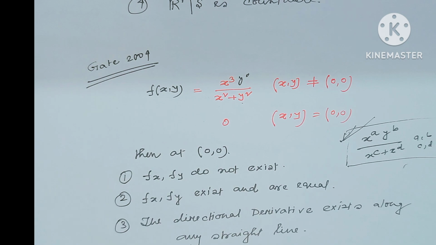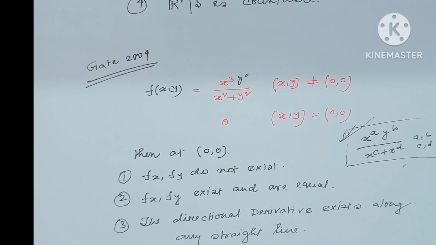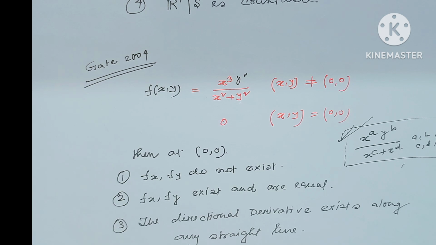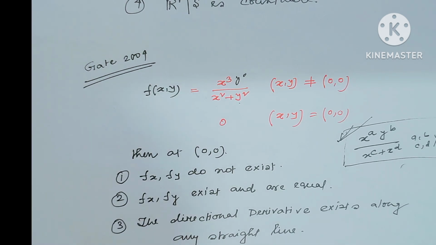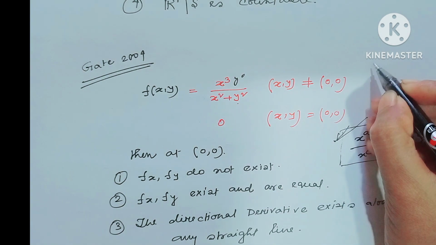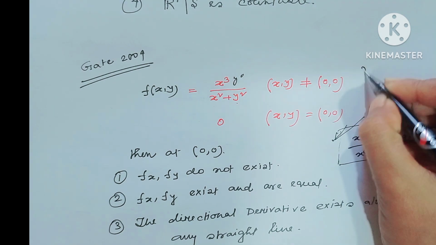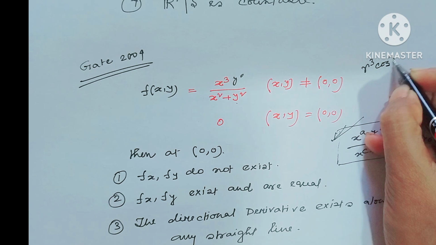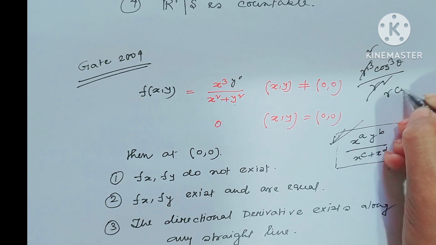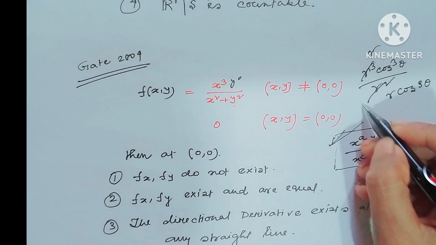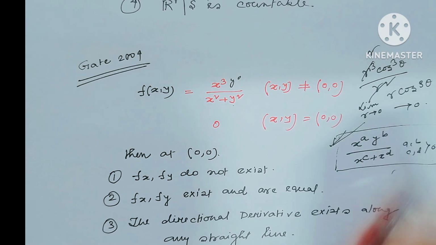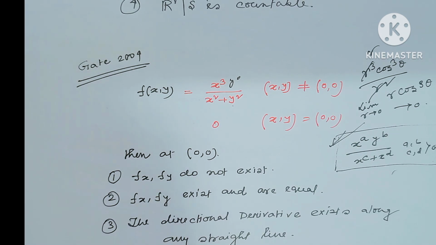I hope all my viewers have understood. If we put the polar form, then this is the easiest method. Consider x equal to r cos theta, y equal to r sin theta. Then it reduces to r cube cos cube theta divided by r square. So this value is r cos cube theta. So as r goes to 0, this value tends to 0. So obviously the function is continuous.